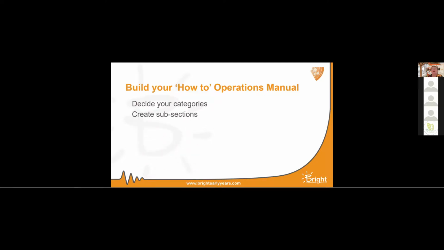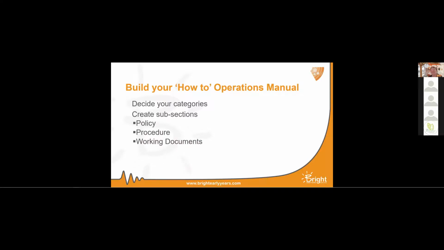What subsections might you need within that? So we have our operations manual. It's our handbook, so to speak. We've got 6 categories in ours, and they come down to, in fact, I'm not sure if I've got a slide on that. Yes, I have. I've got a slide on that, so I'll show you what they are.